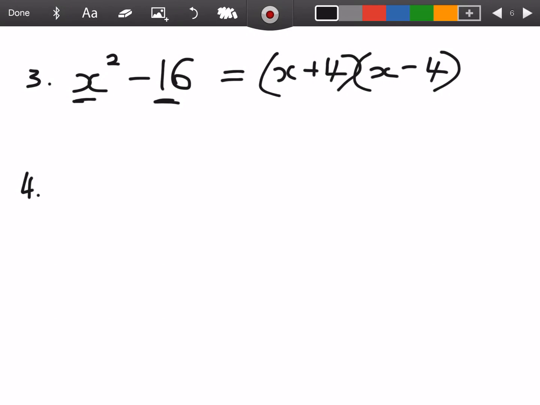I'm going to do another type of factorising. Next type of factorising is an example. Here's a wee example here, right? This one sometimes catches people out a wee bit.